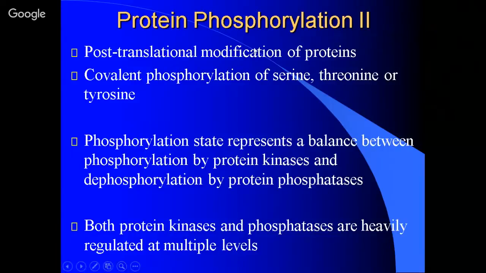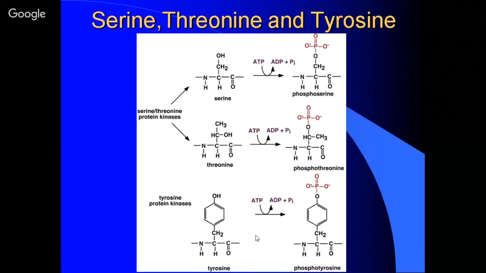It is the primary means of post-translational modification of protein. You hear about methylation. You hear about acetylation. All those occur. They are nothing compared to phosphorylation. Phosphorylation overwhelms everything else and virtually is always on a serine, threonine, or tyrosine. The phosphorylation state is a balance between the kinase and phosphatase activities. And both the kinases and the phosphatases are heavily regulated at multiple levels, which we're going to be looking at. This is all just introduction.